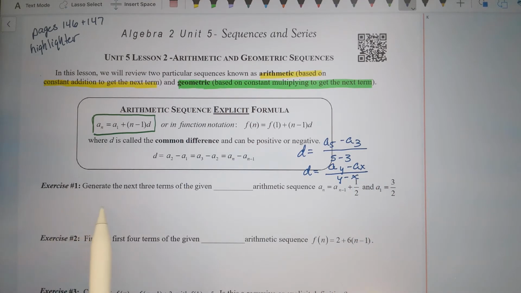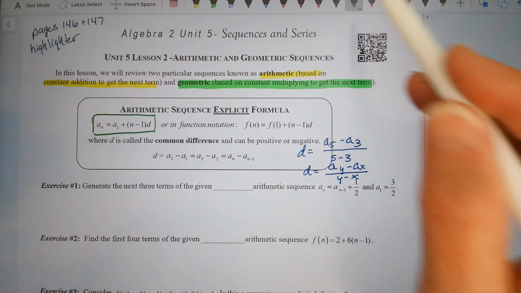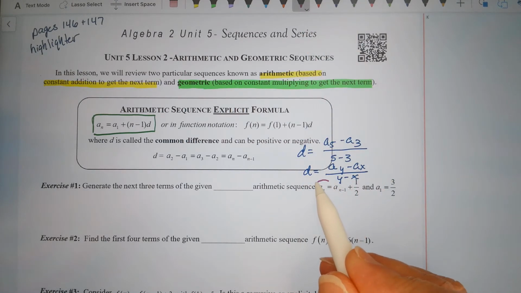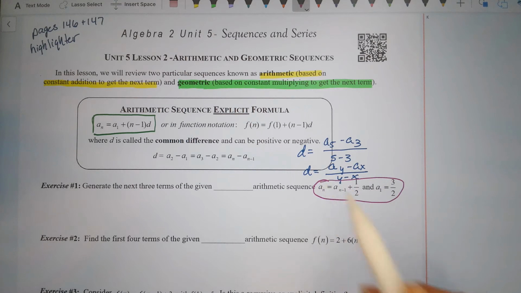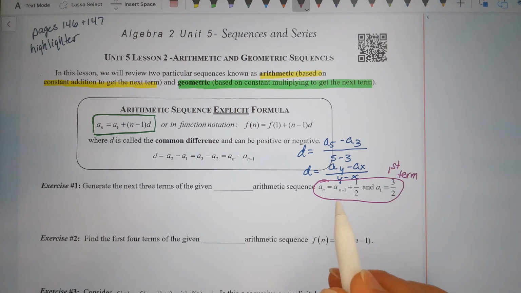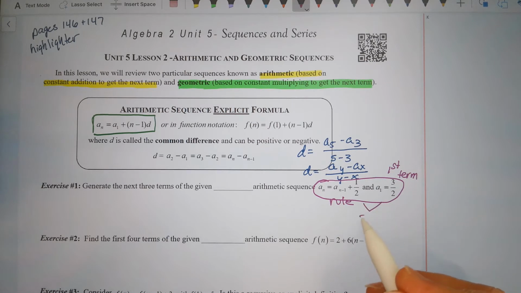Exercise number 1 asks us to generate the next three terms of the given arithmetic sequence. Well, what type of sequence is this? Meaning, is it explicit or is it recursive? Okay, so this is how it's defined. This is the first term, and this is the so-called rule or formula. So there's two pieces to this, two parts.